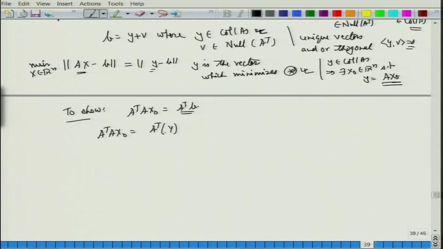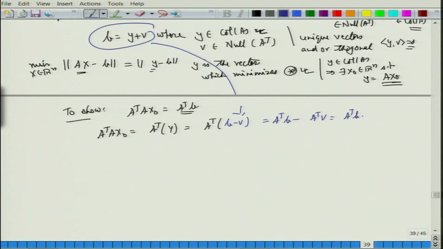So, it is just y for me, which is same as A transpose of what is y. So, y if I look at from here, fine. So, y from here is nothing but b minus v, which is same as A transpose of b minus A transpose of v, which is same as A transpose of b minus, what is A transpose of v? V belongs to null space of A transpose, and therefore, A transpose of v is 0. So, I get it as A transpose of b.